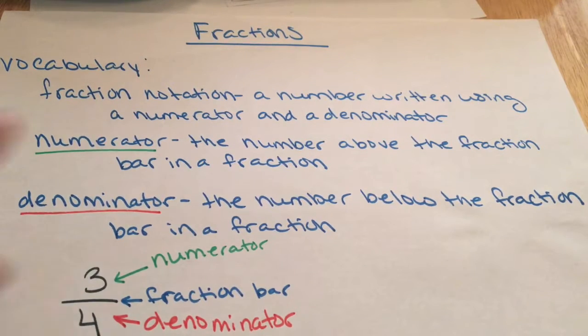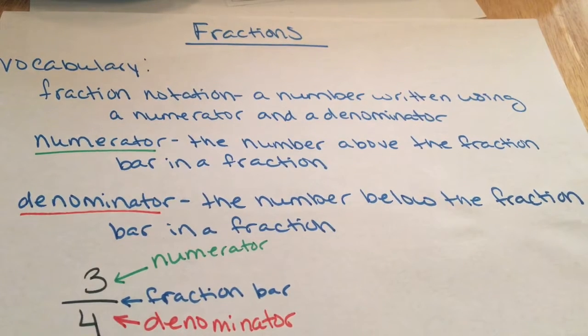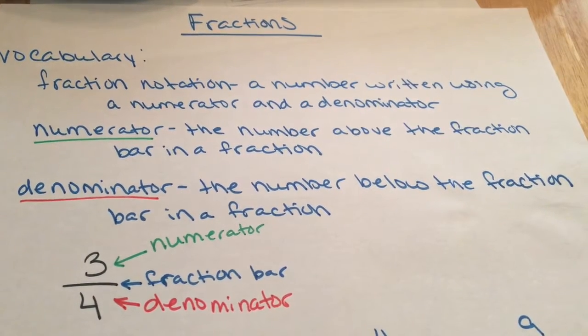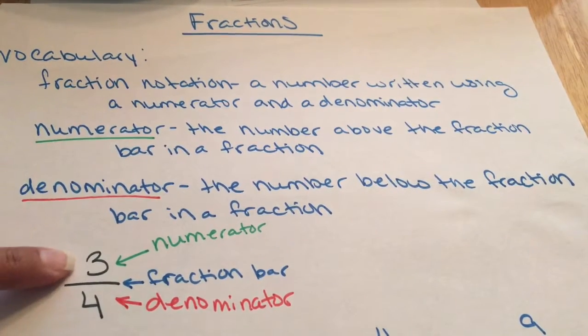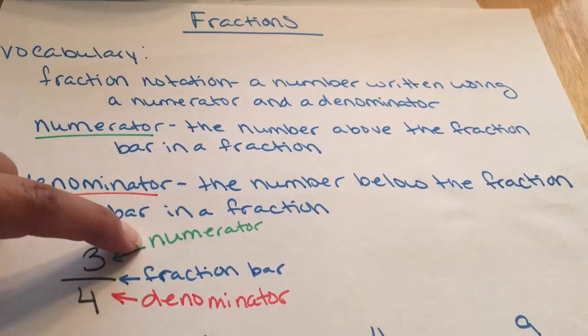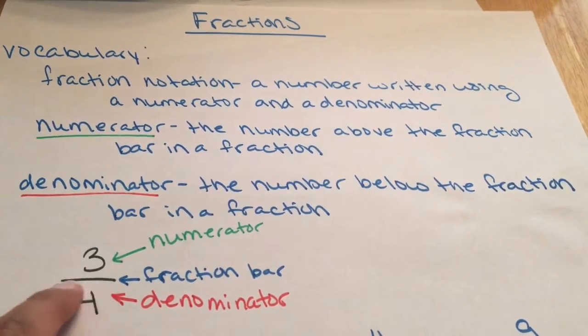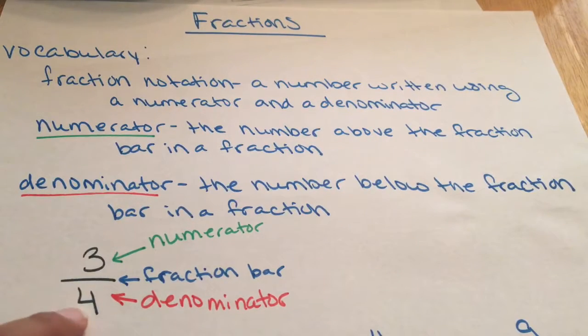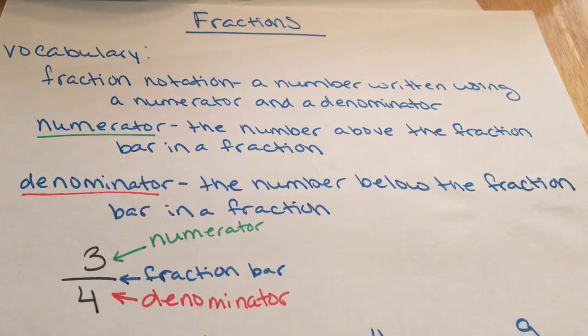So what's a numerator? A numerator is the number above the fraction bar in the fraction, and the denominator is the number below the fraction bar in a fraction. So normally when we're used to seeing fractions, we see a number like this, 3/4. So this top number 3 is going to be the numerator. We see that above the fraction bar right here. And then we have the number 4, which is below the fraction bar, and that's going to be our denominator.